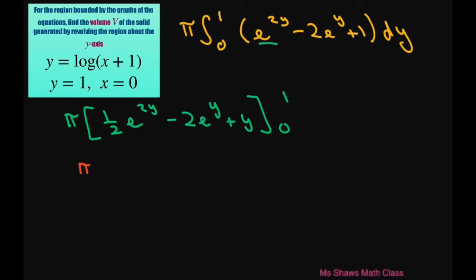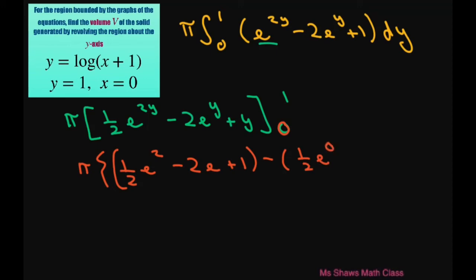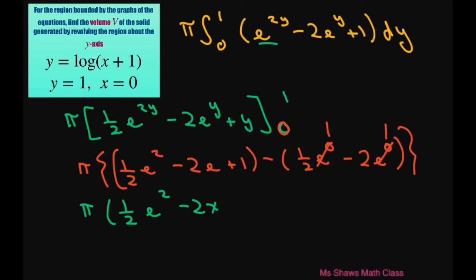This is going to give me pi, and then we're going to have 1/2 e squared minus 2e plus 1. And then minus, let's do the 0. So it's going to be 1/2 e to the power of 0 minus 2e to the power of 0. Now, let's see what we get with this. e to the power of 0 is just 1. So we're going to end up getting pi times 1/2 e squared minus 2e, and then we're adding the 1, minus 1/2, and then 2 negatives plus 1. So this is going to end up being plus 5/2.